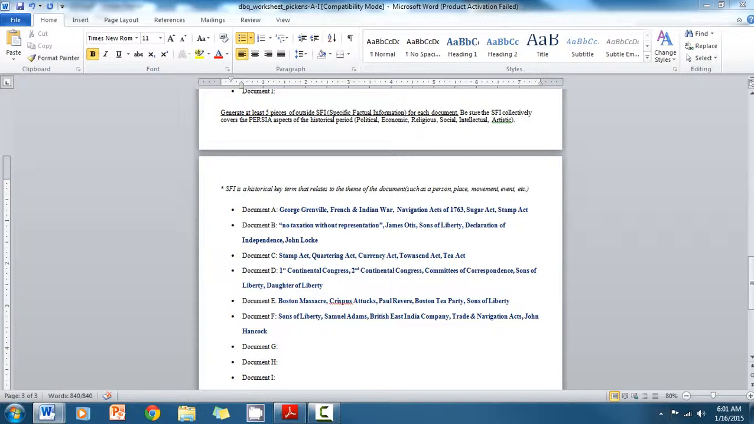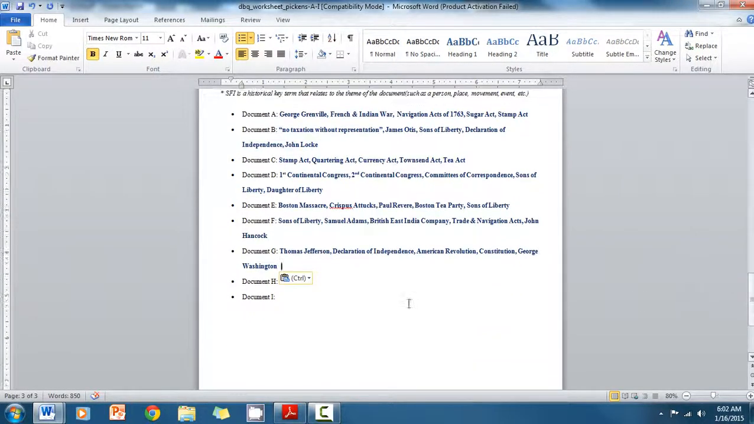And then here, document G, from the Virginia Declaration of Rights. When I think of Virginia, I first think of Thomas Jefferson. He played a critical role in influencing politics, not only in Virginia, but also the whole nation. So when I first thought of Thomas Jefferson, I then thought of the Declaration of Independence, which made me think of the American Revolution, which made me think of a new Constitution and the first president, George Washington.